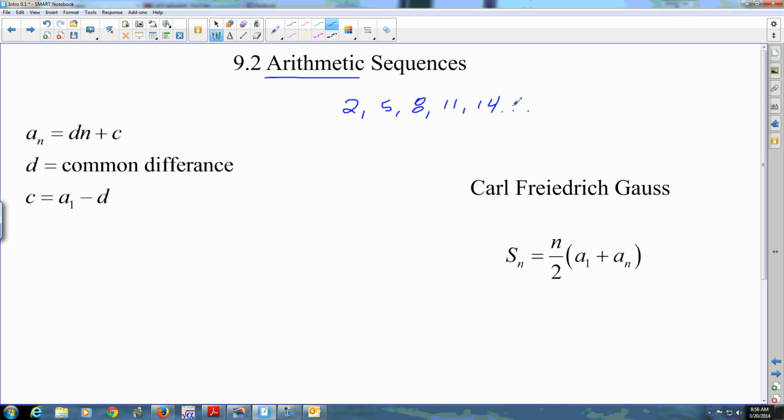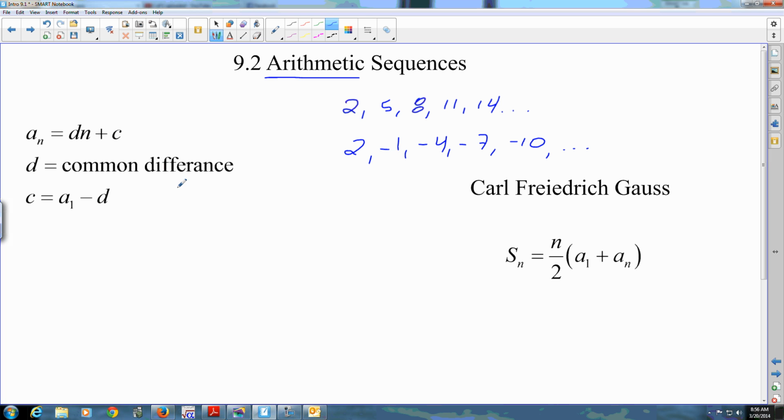Now, it doesn't mean it has to grow. It could shrink. These would have the same common difference, but this one's shrinking. So if the difference is positive, it's growing. If the difference is negative, it's shrinking.